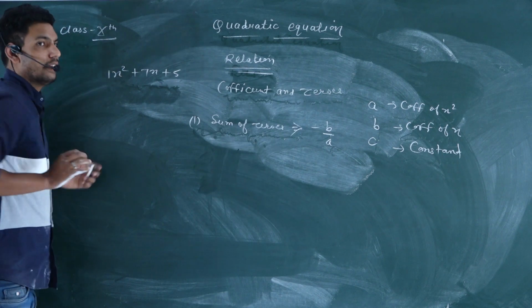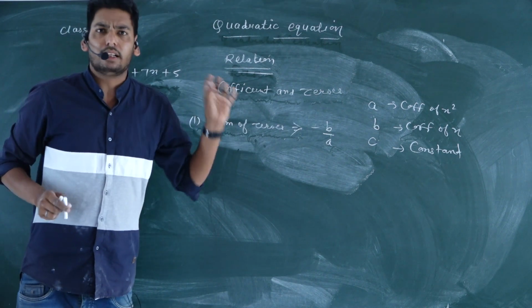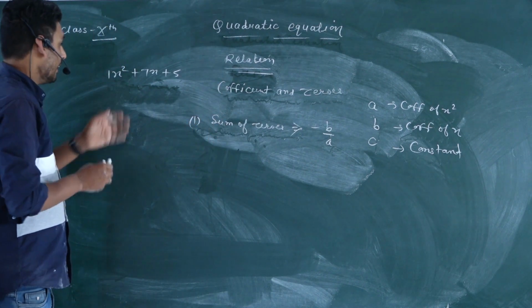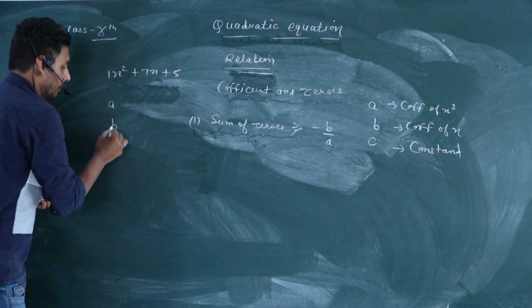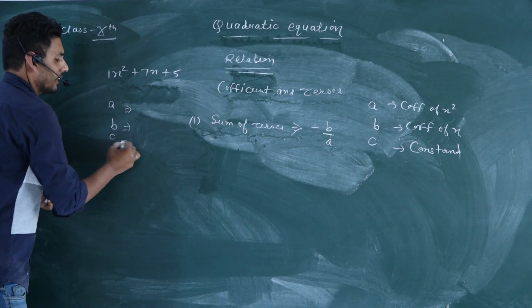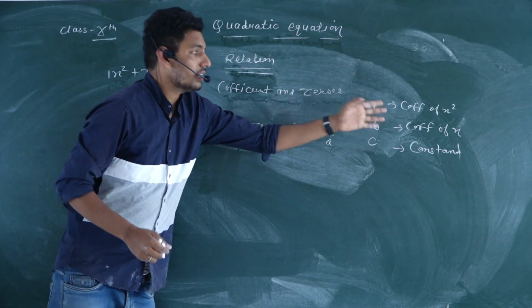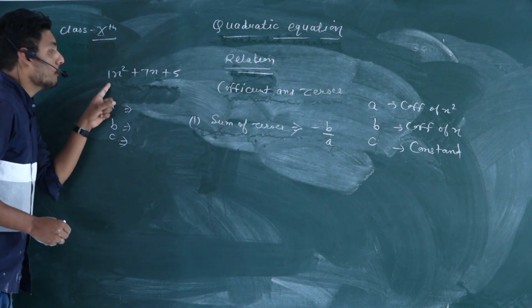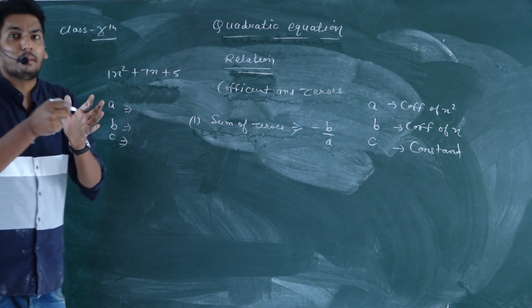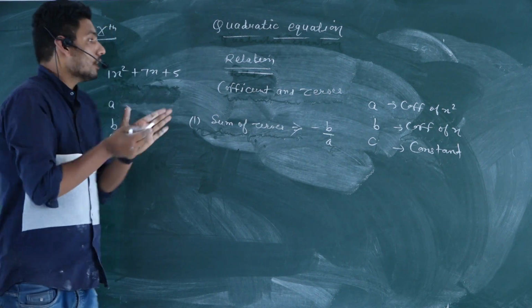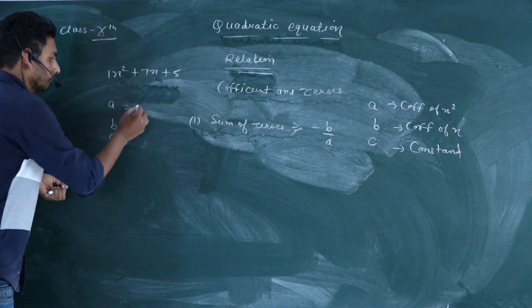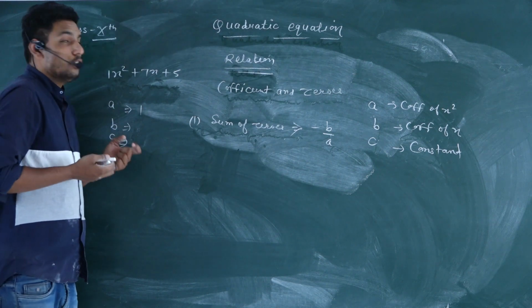Suppose that here is the number 1. Okay? Then what is a, what is b, what is c? Yes, we select the values of a, b, and c according to this rule. A is the coefficient of x square. What is the coefficient of x square? Coefficient means the multiple of the variable. What is the coefficient of x square? Only 1.